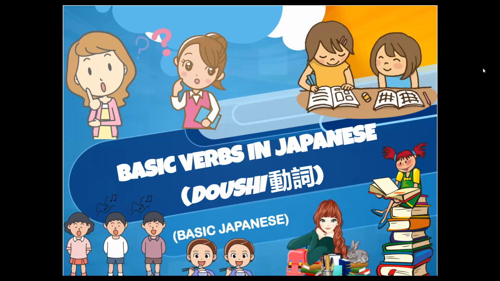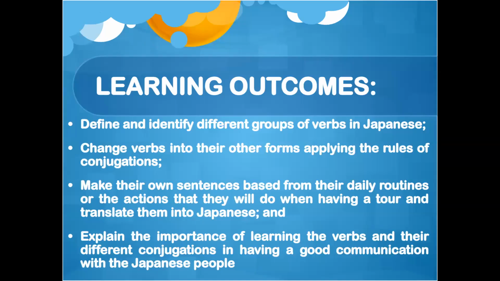Today, we are going to tackle basic verbs in Japanese, which are called doshi. At the end of tackling this module, you're expected to define and identify different groups of verbs in Japanese, change verbs into their other forms, applying the rules of conjugations, make your own sentences based on your daily routines or the actions that you will do when having a tour, and translate them into Japanese. And lastly, explain the importance of learning the verbs and their different conjugations in having good communication with the Japanese people.